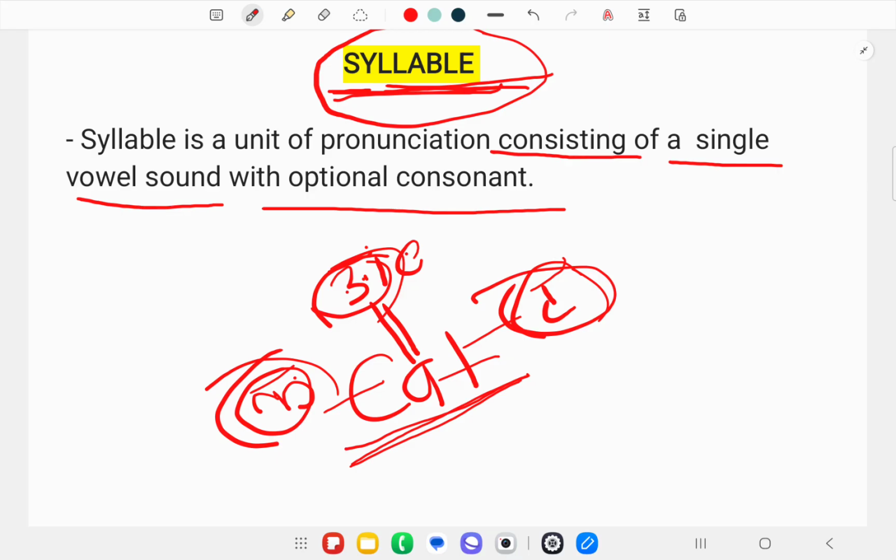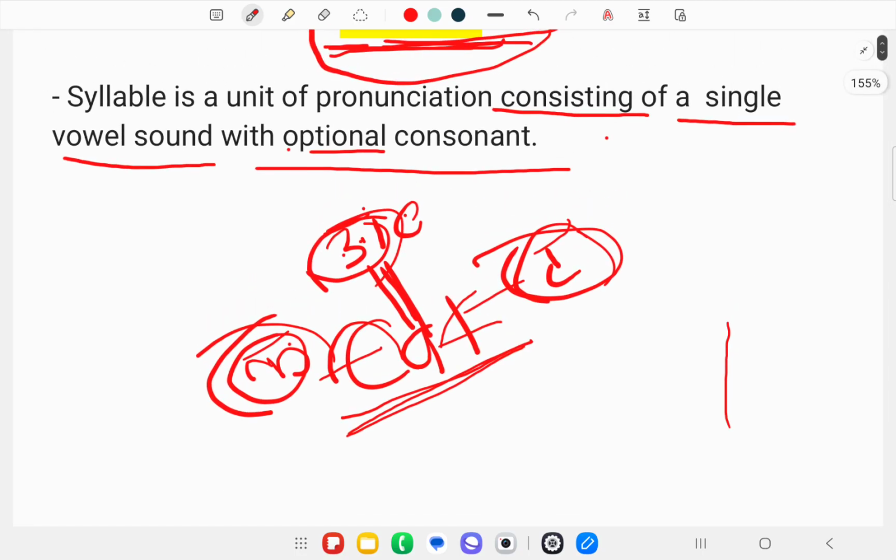So according to the definition, a syllable is a unit of pronunciation consisting of a single vowel sound with an optional consonant. Optional consonant means that the consonant will be either before the vowel sound or after the vowel sound. Okay. Next, with this definition we can easily understand how to identify the syllable. In the syllable, as per this definition, we can see that this one is a consonant, this one is a consonant, and we say this is the onset.